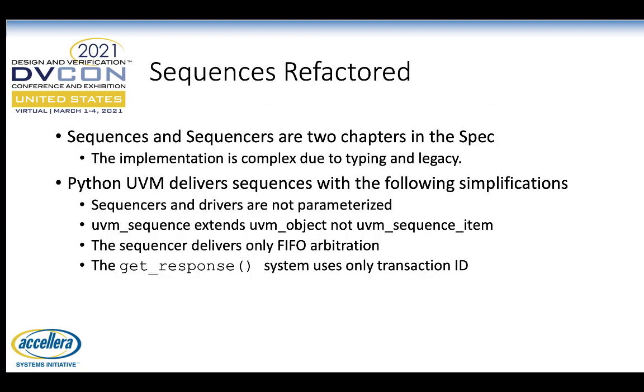Sequences have been refactored in the spec. There are two chapters on sequencers and sequences. They're very long, they're very complicated, they sort of interlock, and if you write everything perfectly, in the end it all works. On the other hand, if you just know what sequences and sequencers are supposed to do, you can just implement that in Python, and that's what I did. I just implemented it from scratch to get the same functionality. The only simplification is I only wrote the FIFO arbitration for having multiple sequence items in a sequencer, but it could be a project in the future to add the other kinds of arbitration.